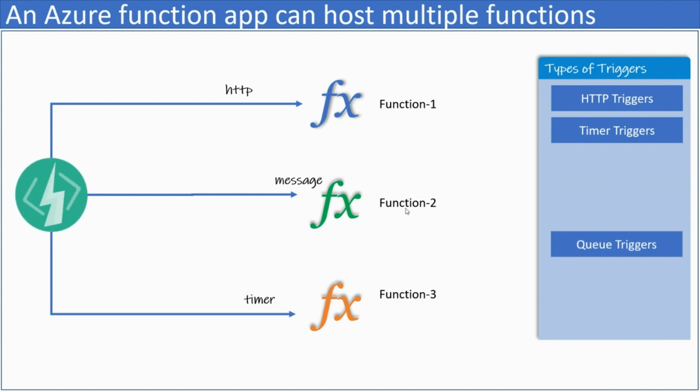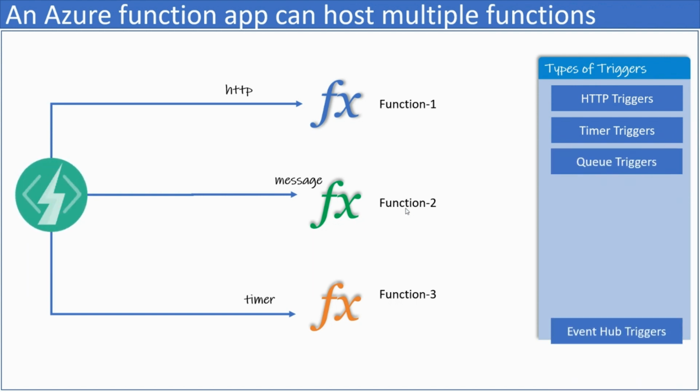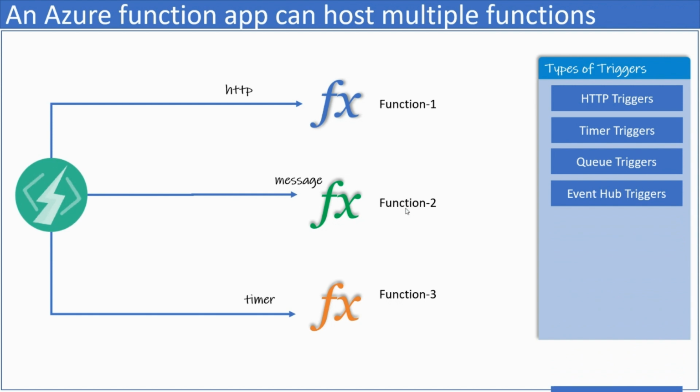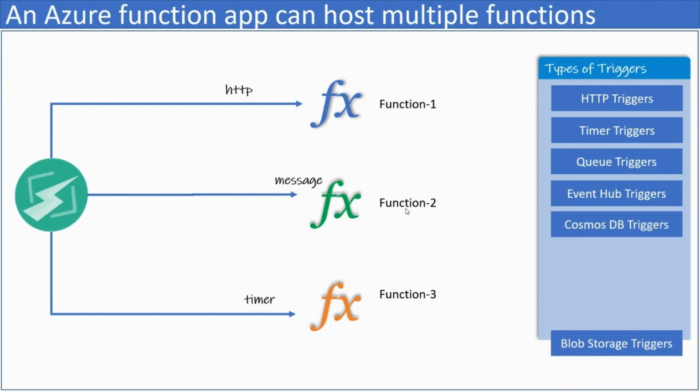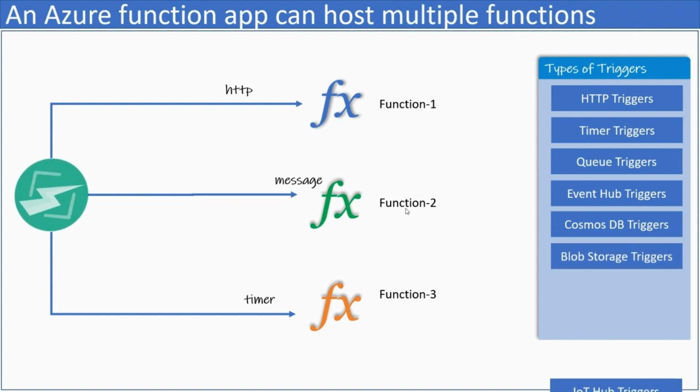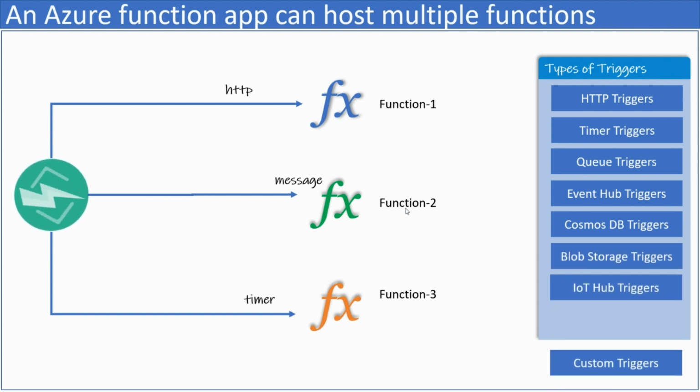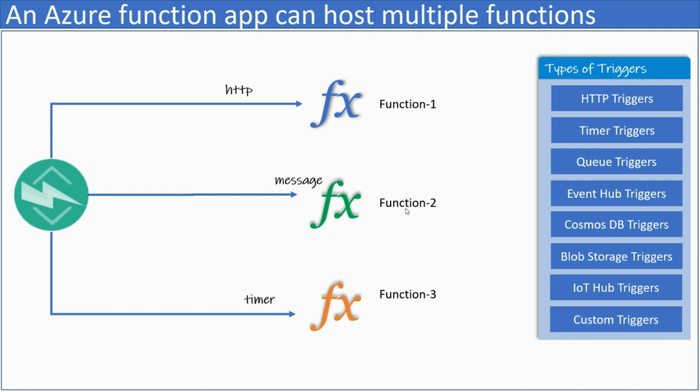In fact, this is one of the main benefits of using Azure Functions. You can create multiple functions within, say, a single function app, and each function can be triggered by a different type of event or input. For example, you might have one function that is triggered by an HTTP request, another that is triggered by a message on the queue, or another that is triggered by a timer, as shown in this slide.